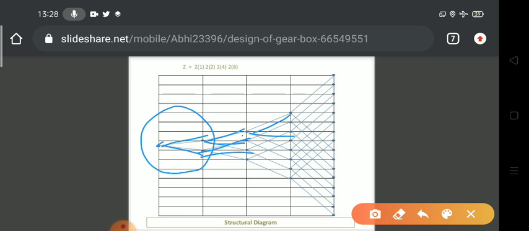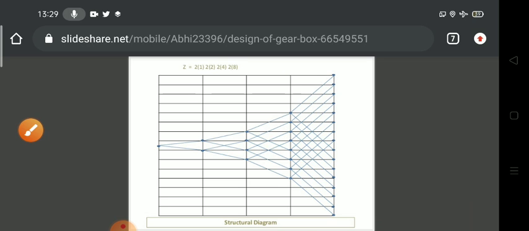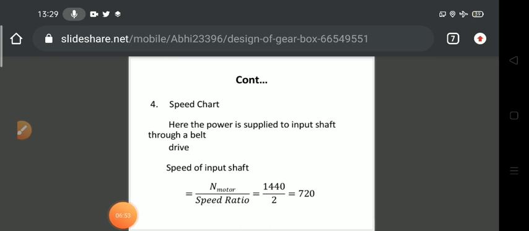And 4 are connected with the 8, and 8 are connected with the 16 spindle. So all the stages have a 2 gear, 1 spindle speed ratio, and we can draw the structural diagram as shown in the figure. Now we have to draw the speed chart.